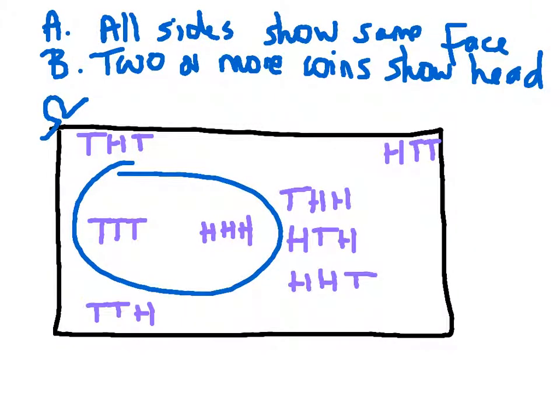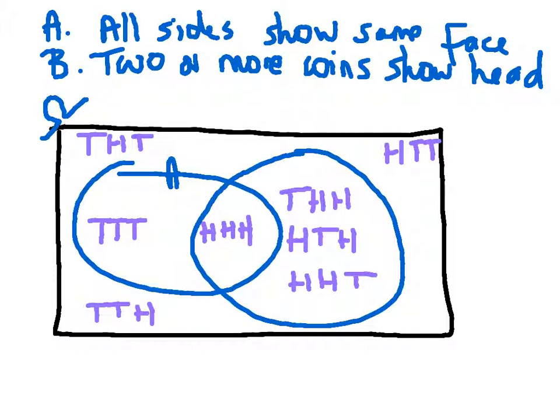What we can do with a Venn diagram is illustrate what happens with multiple events. So here there's been some rearrangement to the display. I've moved the simple events around a little bit, but essentially we still have shown here event A, which is the event that all sides show the same face. But I've suggested we define a second event, which is B, that two or more coins show a head. And we can sketch out B, which is these four events here.